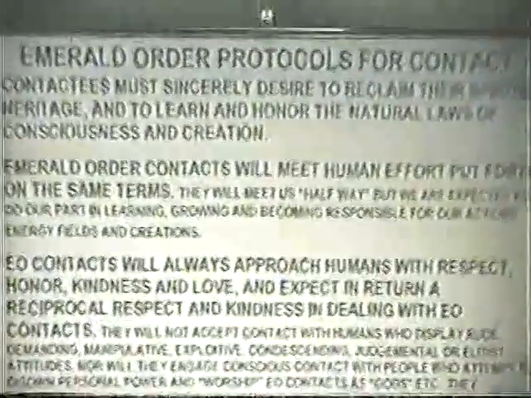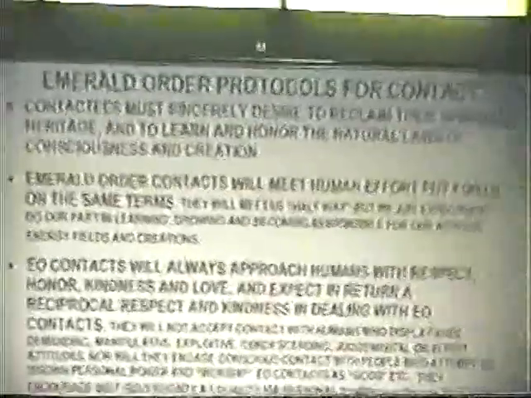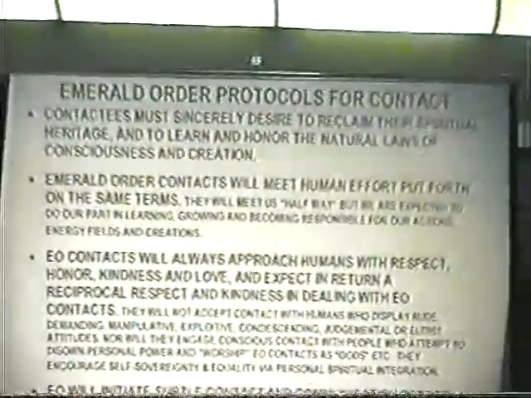Okay, Emerald Order protocols for contact. Let's start at the top here. These are important because they're about attitudes and about if you really sincerely would like to communicate with these people. And they're very wonderful people. There are certain criteria for contact. Okay? Contact: you must sincerely desire to reclaim your spiritual heritage and to learn and honor the natural laws of consciousness and creation.